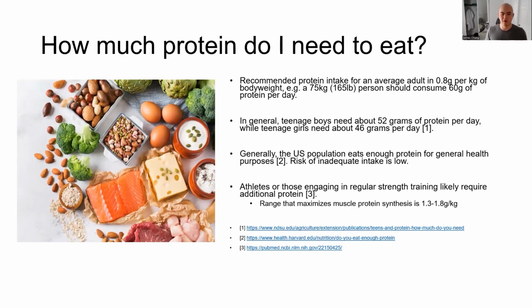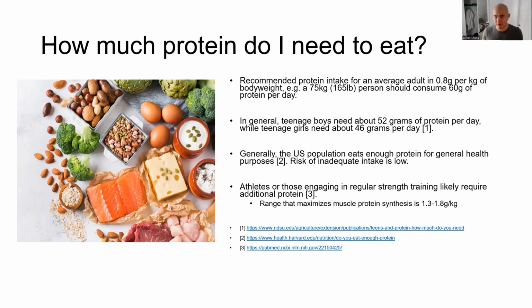So now that we've talked about what protein is and why we need to eat it, how much protein do you really need to eat in order to be healthy? The recommended protein intake for an average adult in the United States is 0.8 grams per kilogram of body weight. An example of this would be a 75 kilogram person needing to consume about 60 grams of protein per day. In general, younger populations like teenage boys need to consume a little bit less, about 52 grams of protein per day, while teenage girls need about 46 grams per day. I think this is mostly reflected by their lower body weight on average compared to adults.